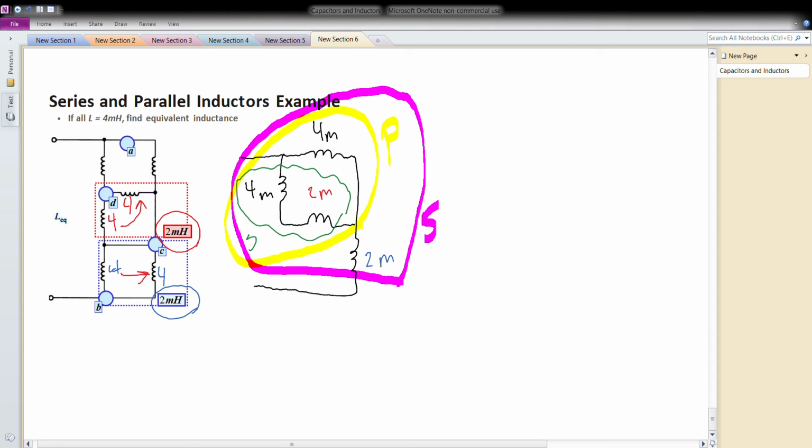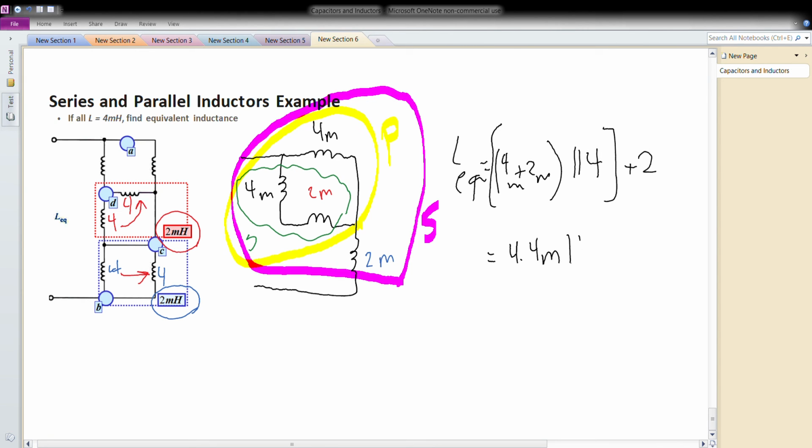So then L equivalent will be the 4 and the 2 in series. So 4 plus 2 millihenry, right? Parallel with that other 4 that's there. And then that whole thing in series with the 2 on the bottom. So if we add all of those up, parallel, series, whatever, then it's going to be equal to 4.4 millihenry.